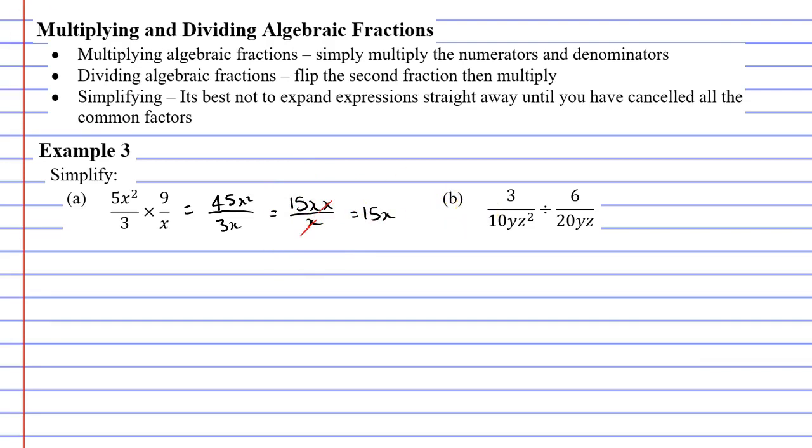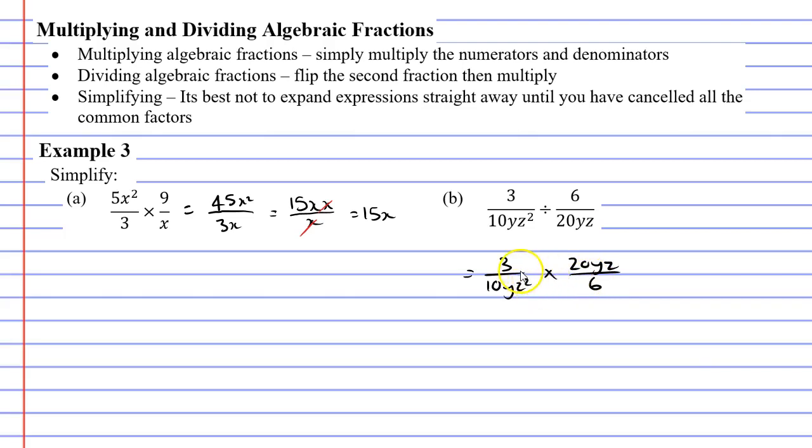Let's now move on to question B. Now this is division, which means the first step is to flip the second fraction and make it multiplication. So the first fraction stays the same, 3/10y z squared. We're going to change it to multiplication and flip the second fraction like so. Whenever you see a question involving division, that's the first thing you do. Flip the second fraction and change it to multiplication.